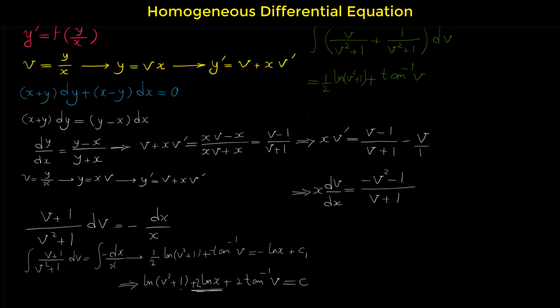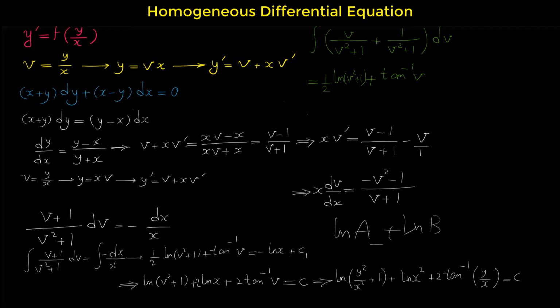Now we can combine this ln, this ln. How? First bring this 2 to the power of x. So we have ln of x squared. And if we replace v here and here with y over x, so we have ln of y squared over x squared plus 1 plus 2 ln of x plus 2 tangent inverse of y over x equals c. Actually, let's write this as ln of x squared because now we want to combine these two. We know that ln of a plus ln of b equals ln of ab. This is one of the properties of logarithmic functions.